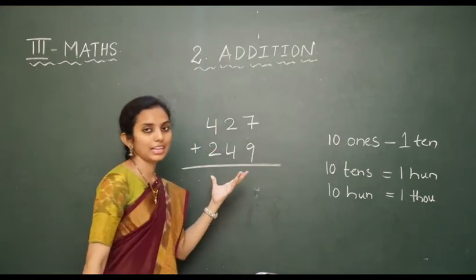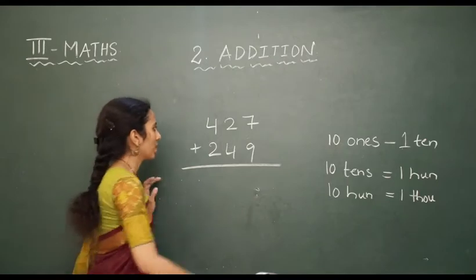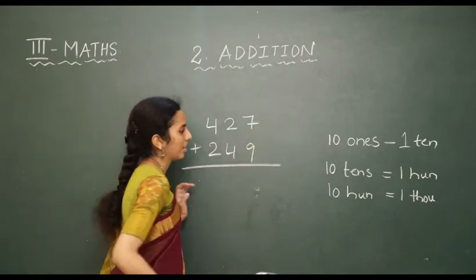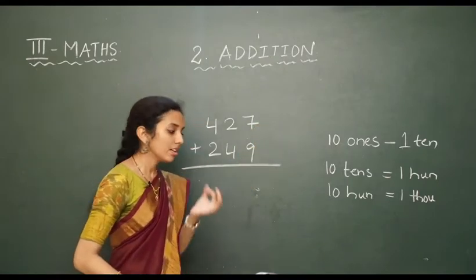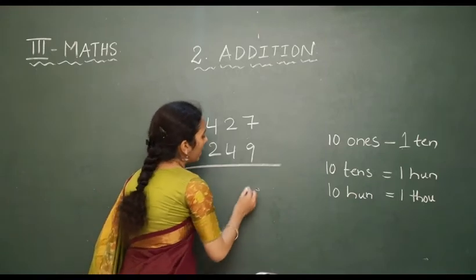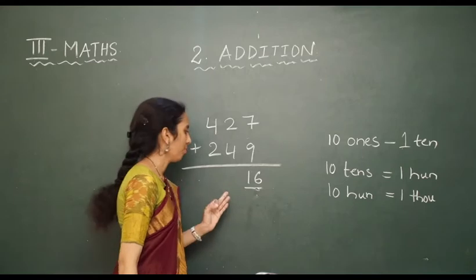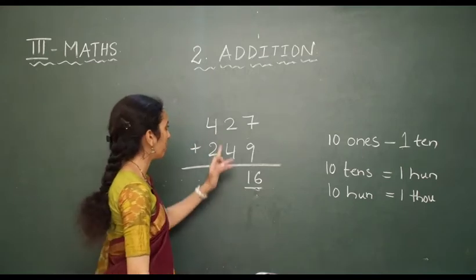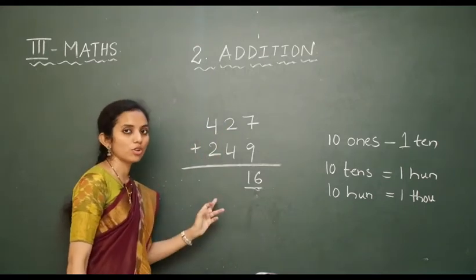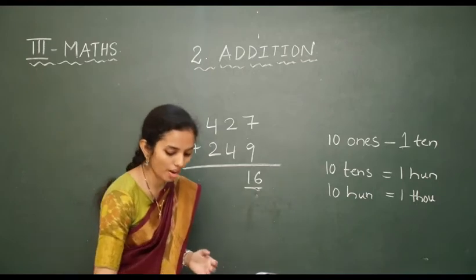So here let us see the 3-digit number addition. 7 plus 9. 7 plus 9 is 16. So can we write 16, the whole number, here itself? No, we cannot write 16 here itself because we have other digits also to add. So what do we have to do?